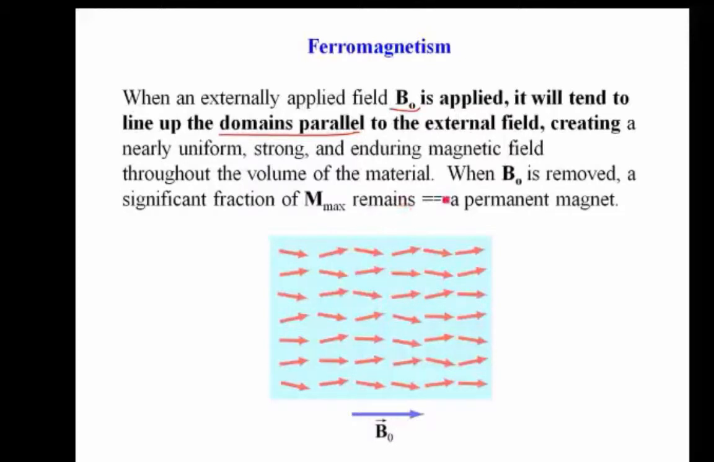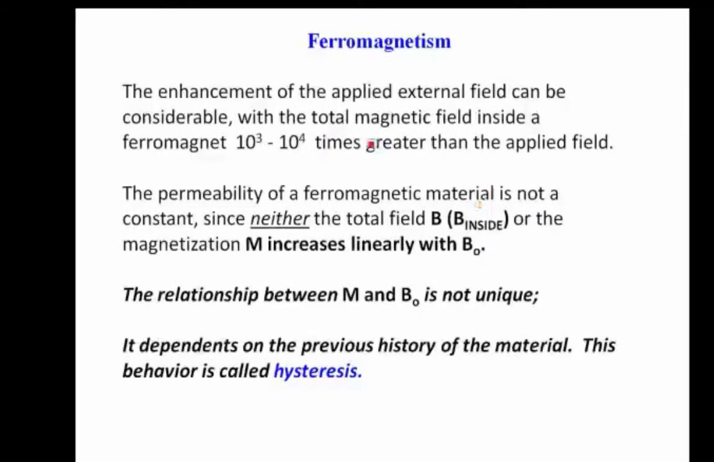Another property of ferromagnetism is that when you remove the external field, so you get rid of this, a significant fraction of the maximum value of M remains. That gives you a permanent magnet. That's what happens when you magnetize a material. Remove the field, you're left with capital M, giving you a permanent magnet. So the enhancement of the applied external field is very large.